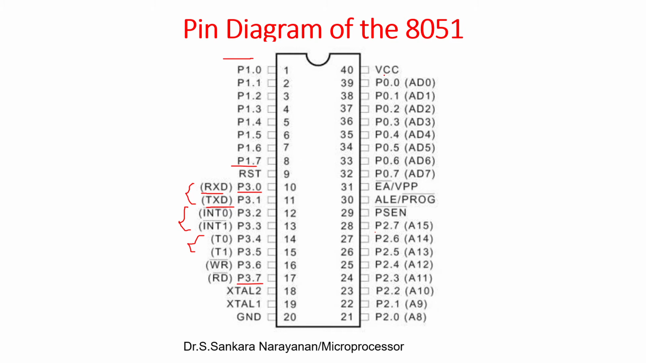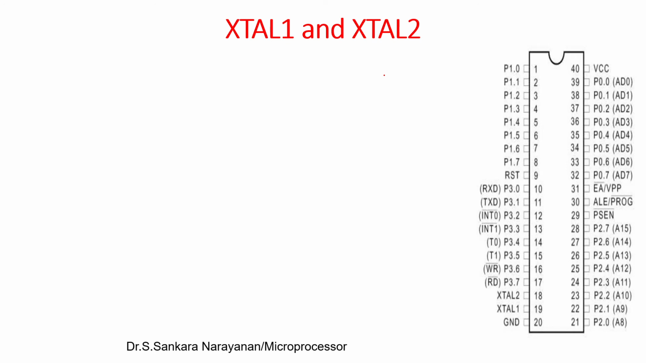We will see them one by one in detail. First one is the crystal oscillator signal, pin number 18 and pin number 19. These two are the crystal oscillator signals.